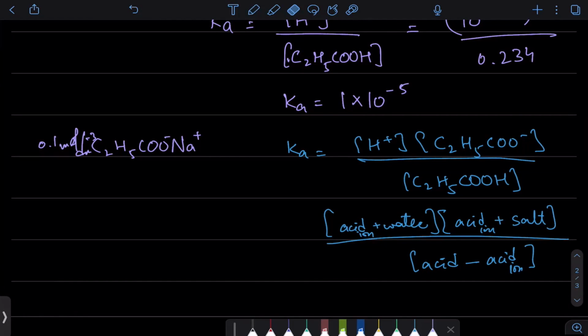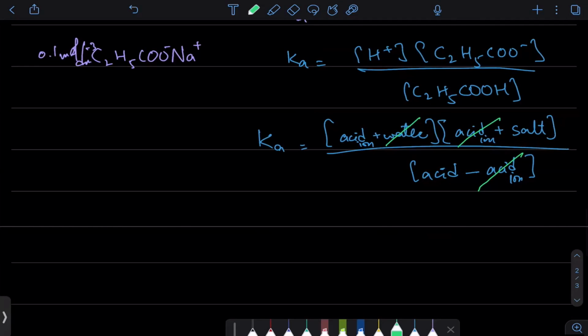Now, let me look at my assumptions here. This value is ridiculously small, so I ignore this. This value is really, really small from this, so I ignore this. And this value is really, really small from this, so I ignore this. And now, using these assumptions, you have to be very aware of your assumptions. Remember, मतलब to be a good chemist, आपको ये पता होनी चाहिए.